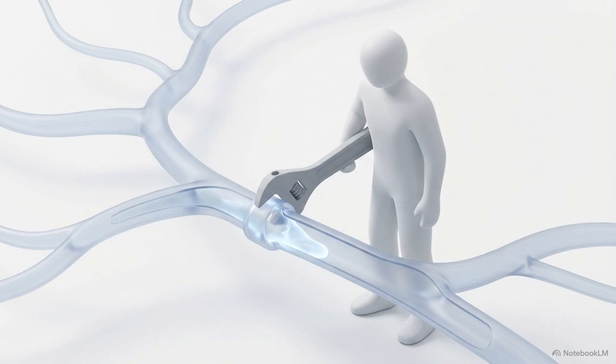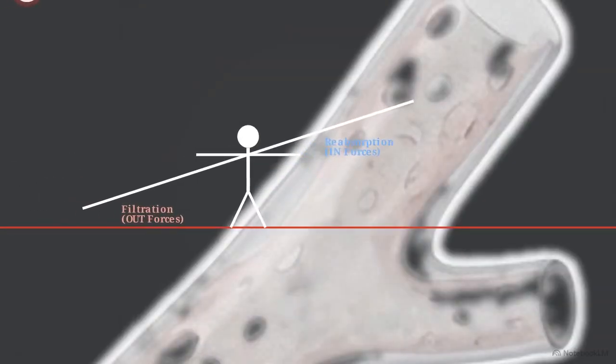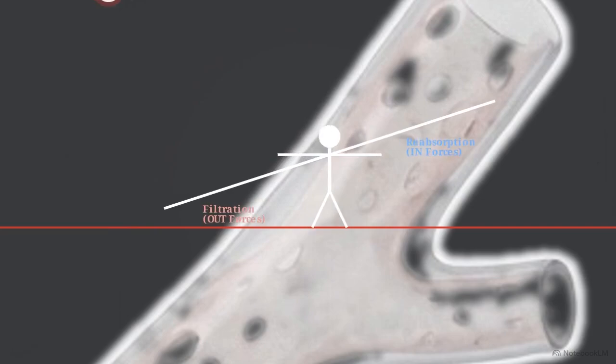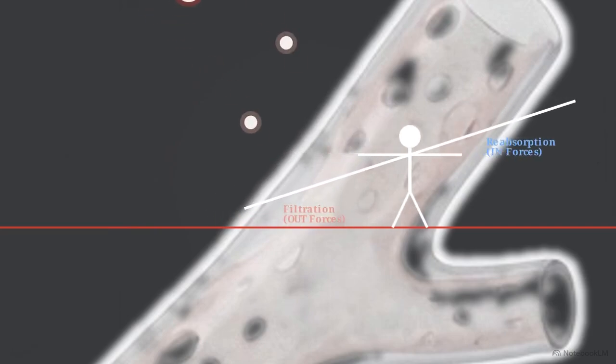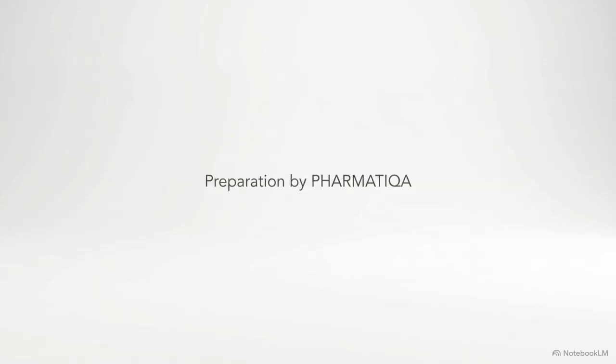Looking at this master memory map, we trace the complete physiological arc. The pathway is strictly linear. An underlying cause triggers a mechanism failure. This disrupts fluid balance, leading to interstitial accumulation, and finally, the physical sign of edema requiring targeted management. Maintaining normal physiology is an invisible, continuous balancing act of Starling forces that can be tipped by a single failing variable. Mastering the pathophysiology of edema transforms it from a generic, confusing symptom into a precise and navigable map of internal failure.